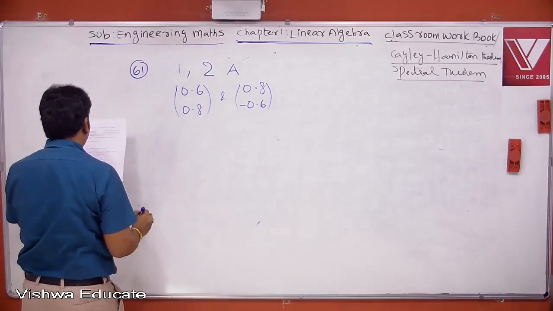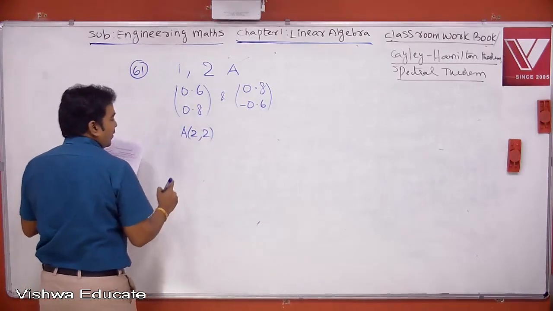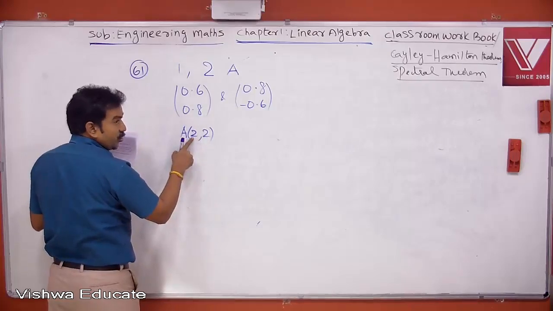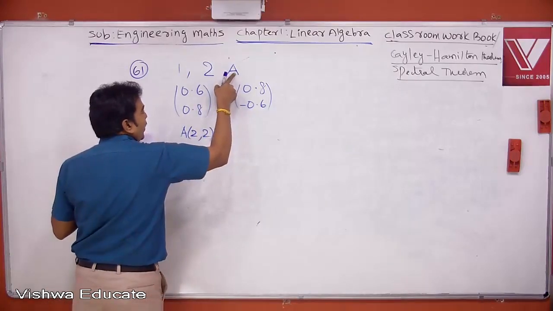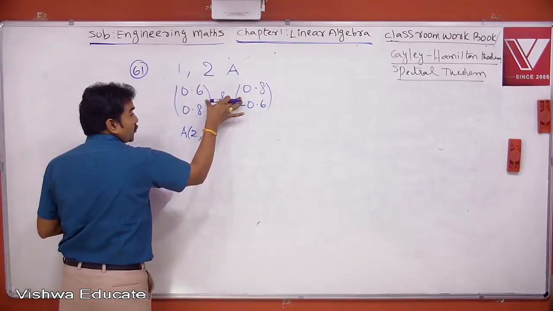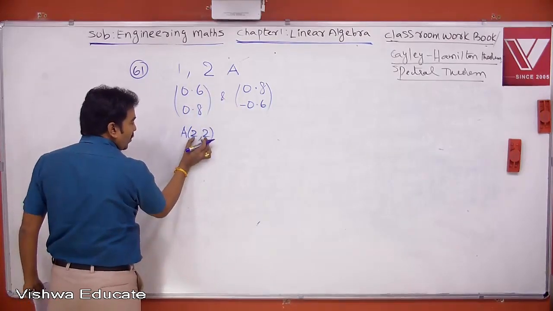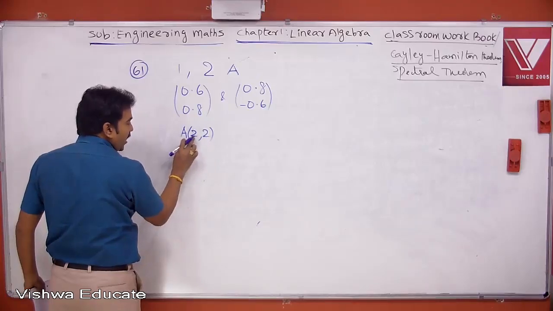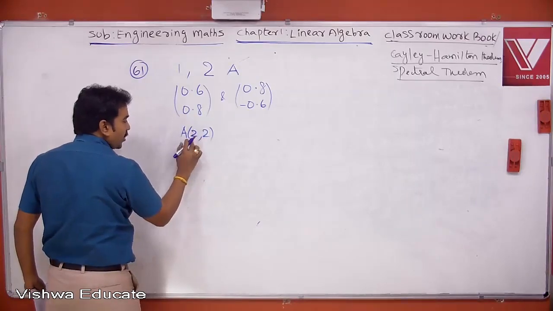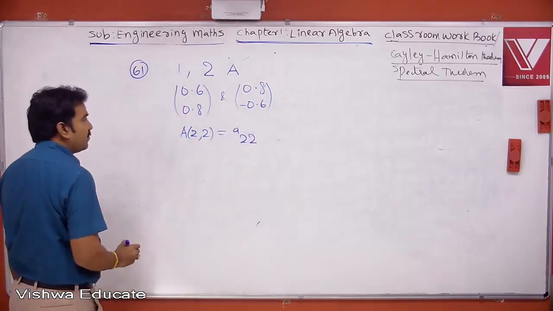Then they were asking for the element A2,2. This is nothing but the second element in the second row. Instead of giving a 2 by 2 matrix A, its eigenvalues and its eigenvectors are given. So they were not asking for the entire matrix, they were asking for one particular element in the matrix. A2,2 means the second element in the second row. In our basic notation, this is given by A22.